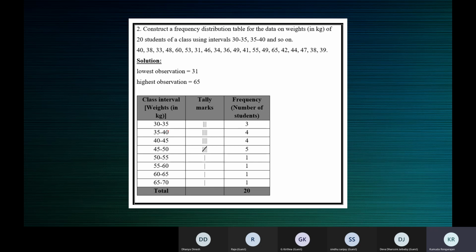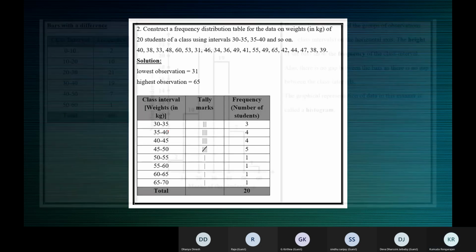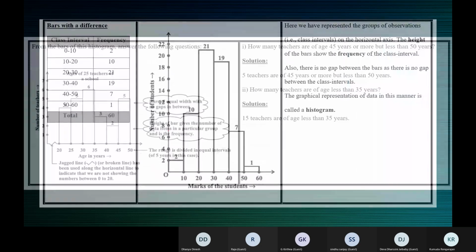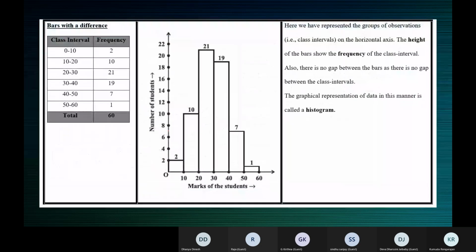All right, children. So this one is only about making a frequency distribution. Take a screenshot and try this by yourself and check your answer. Please go through all this before you come to the next class. You don't have to work this in your book. Go through all this before you join the next class.